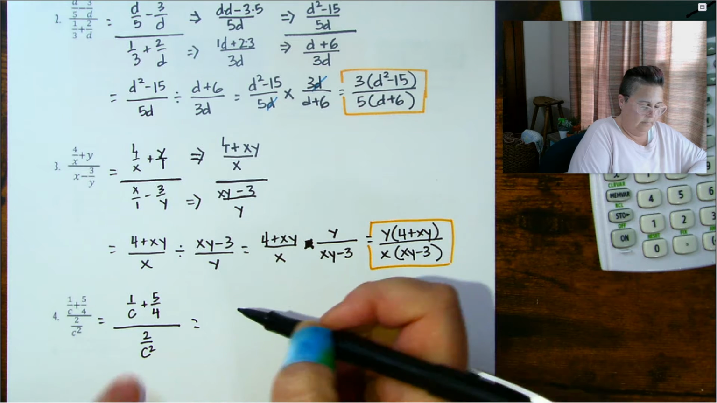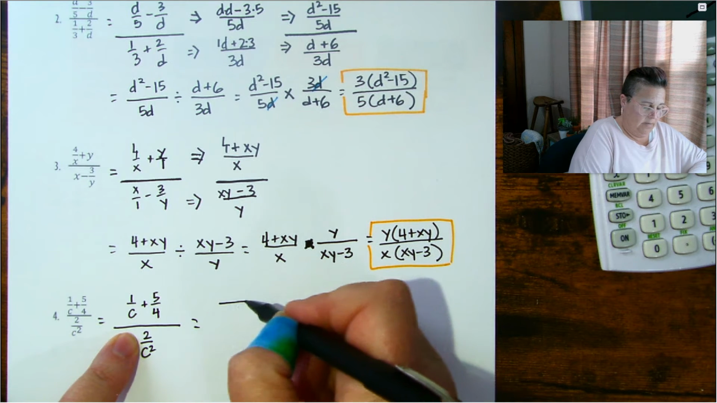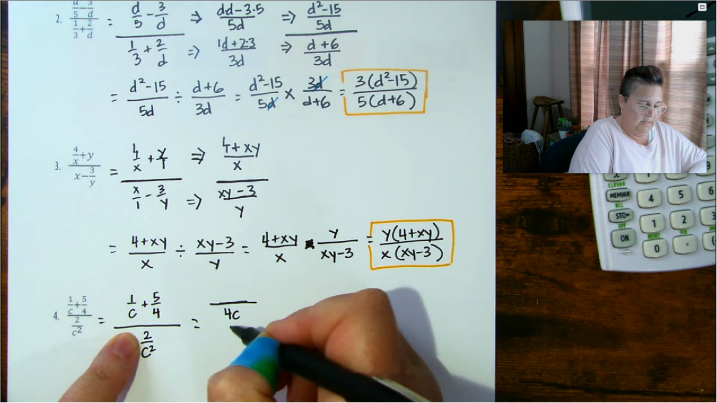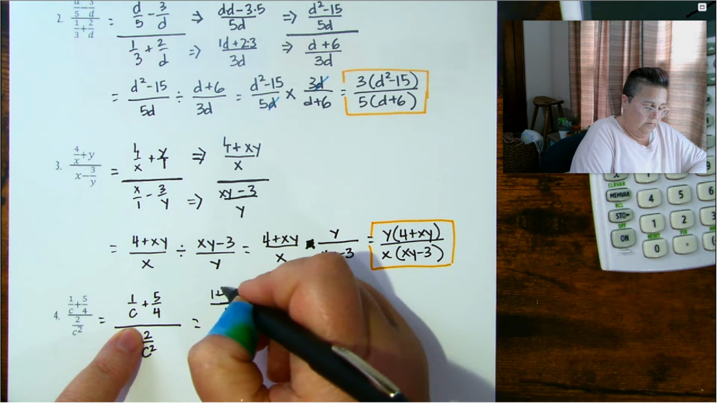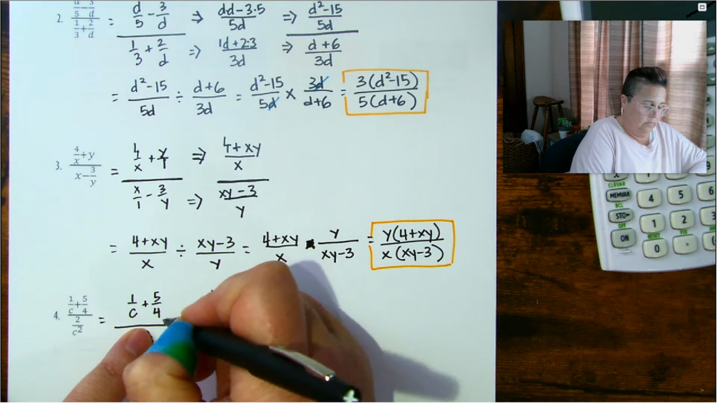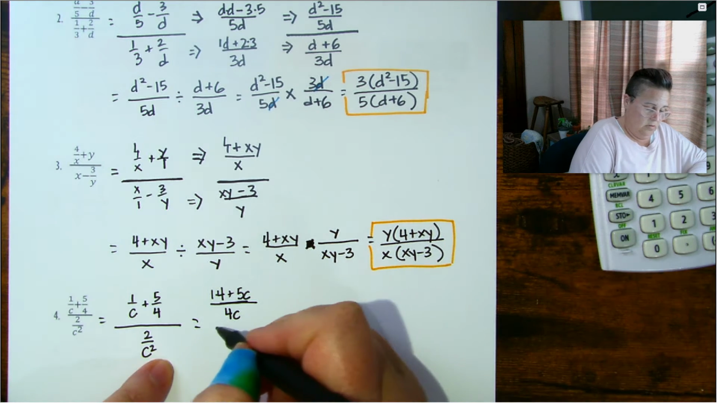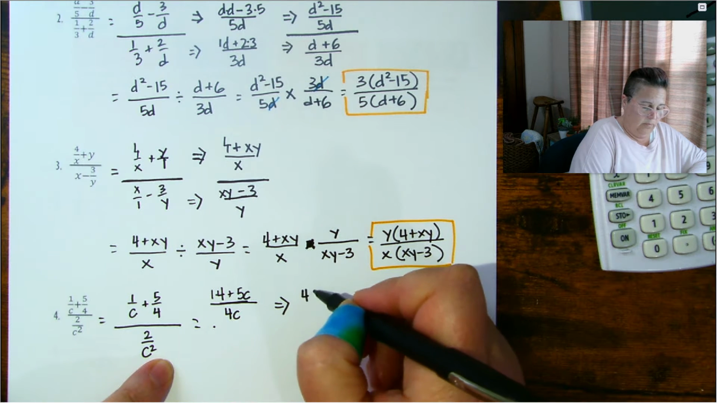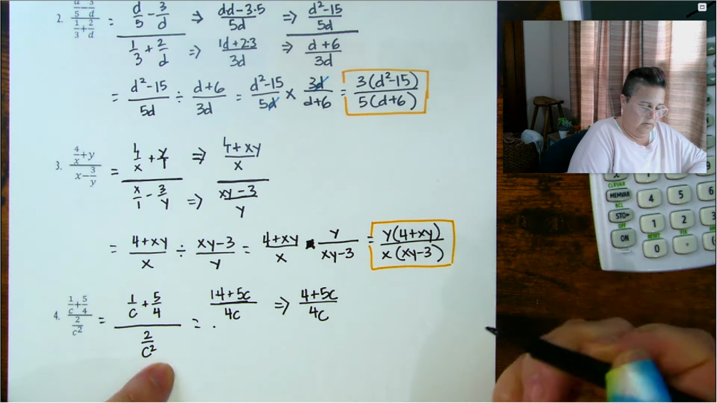All right. So if I need to combine these, I need a common denominator of 4c. The 4 and the c have a common denominator of 4c. So this would be 1 times the 4 plus 5. That's only over the 4, so I need to multiply that by a c. All right, simplify it. I get 4 plus 5c over 4c.